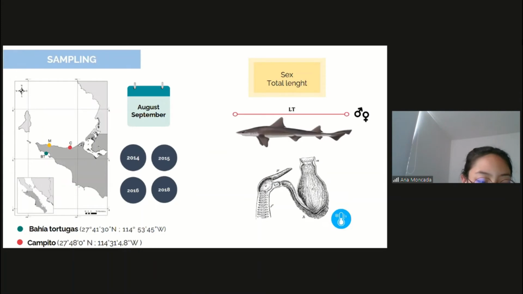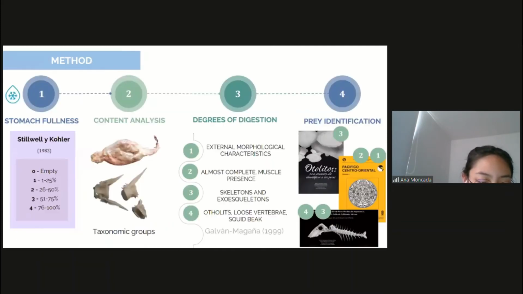Shark specimens were obtained from commercial fishing gill nets in artisanal fisheries from the 3 points you can see on screen. Sampling took place between 2014 and 2018, excluding 2017, and was carried out through August and September. We registered the sex and total length of every shark, and stomachs were removed and preserved for further analysis. Stomachs were defrosted, and the degree of stomach fullness was determined according to stiffness and color and assigned to one of the 5 categories shown on screen.